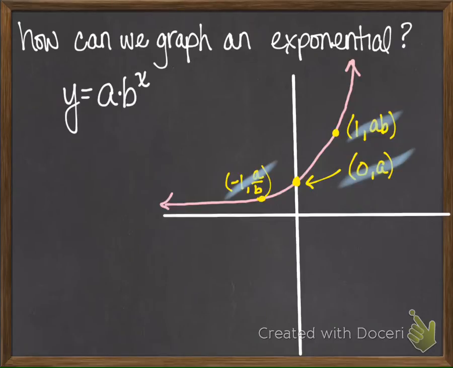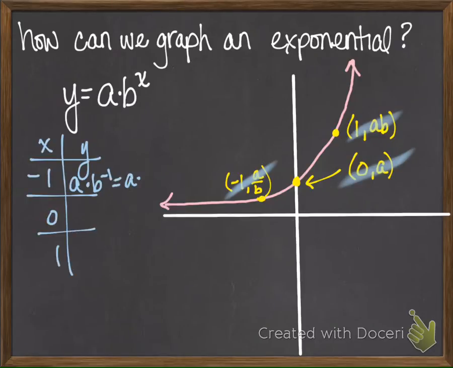Well, where do those points come from? If we made a table, still not using any numbers in our function, when x is -1, that function would read a times b to the -1st, which we know b to the -1st is really 1 over b. So a times 1 over b gives us the value a over b. When x is 0, a times b to the 0 is really just a times 1 because everything to the 0 power is 1. It's where our point (0, a) comes from. And a times b to the first, well, b to the first is just b, so it's really a times b. Those are the 3 points that become important to us.